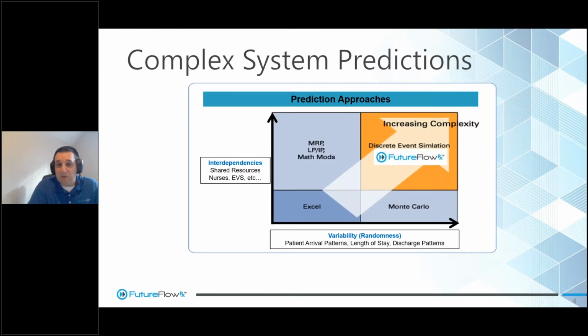Monte Carlo simulation, if you've heard that, is great to answer some questions when you have just variability with low interdependencies. You can use statistical models and mathematical algorithms like linear programming to answer some of those other complicated solutions. But it's really the convergence of the interdependencies and the variability that, when you get to that complexity, discrete event simulation is superior to mathematical algorithms. And one of the things it can do is leverage the current state of the hospital. That's a huge benefit of what we can do in FutureFlow.